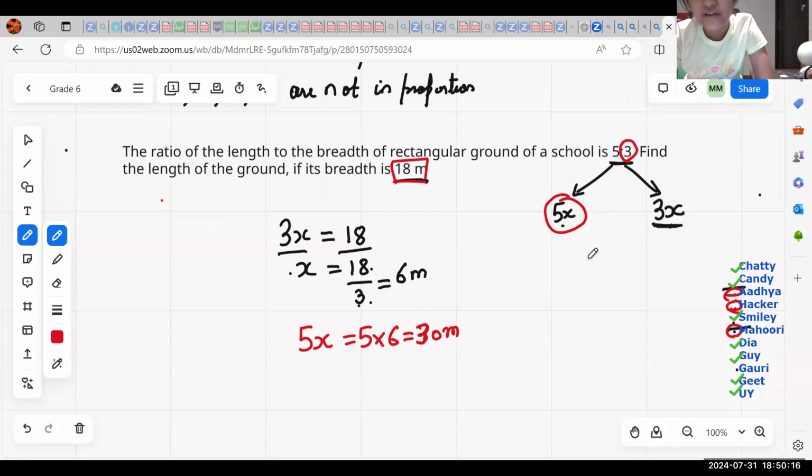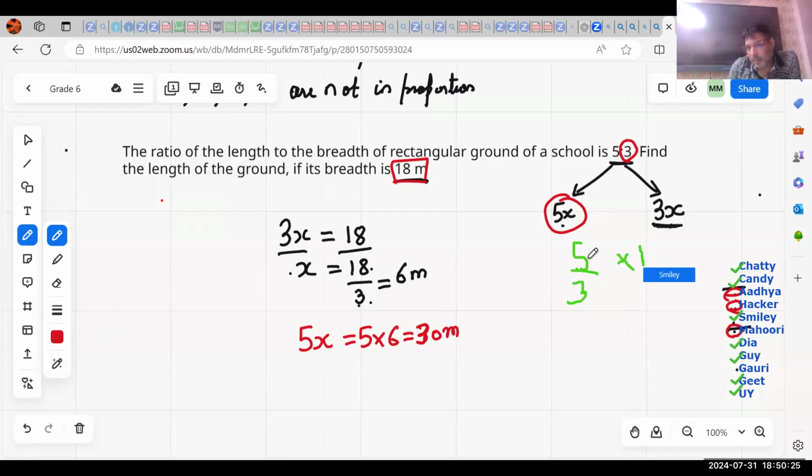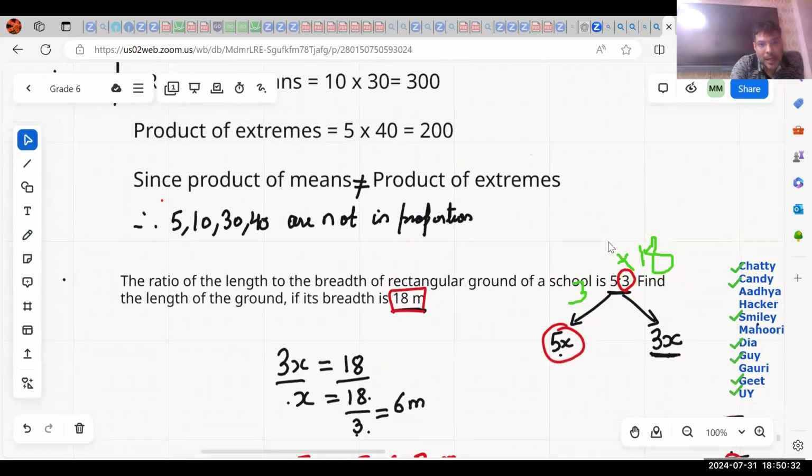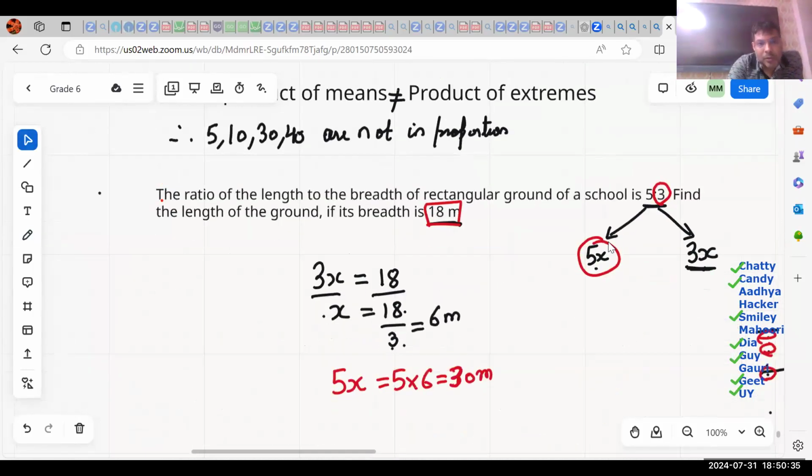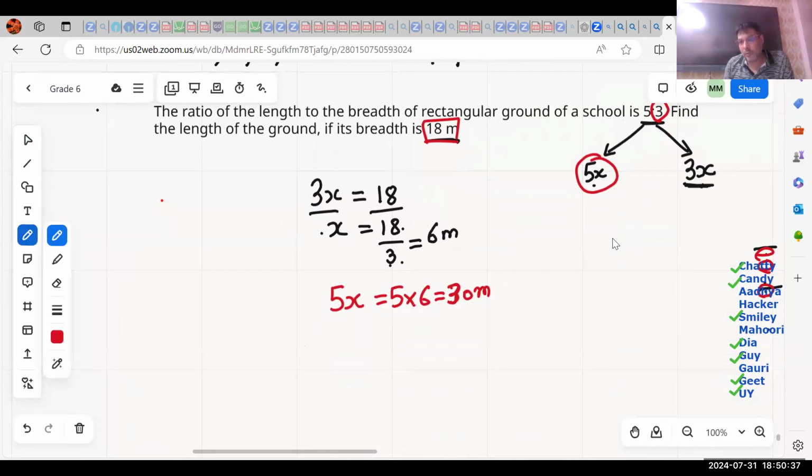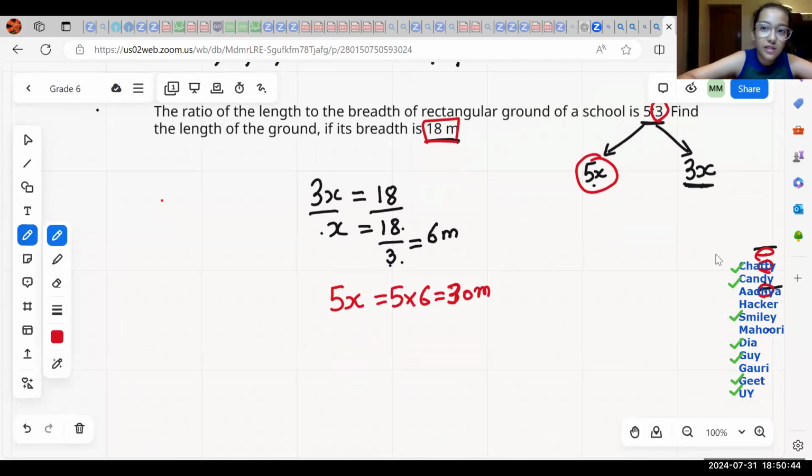Sir, I did it with another method. Like I wrote 5 upon 3, then I cut 18 with 3. It's not the correct method, Smiley. Okay, you do this with this method only. All right. Next, beta, your doubt. First, I want to tell you there is one more method to do this question. Beta, I just figured it out. Like if it's 18 and 3, it must be with 6. So, guys, Gauri and Geet, beta, please see the last class.